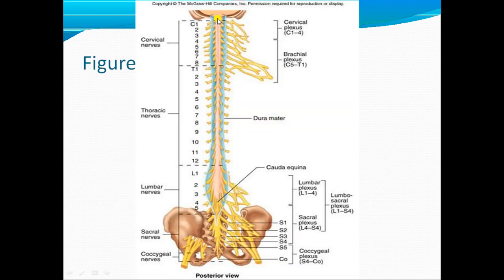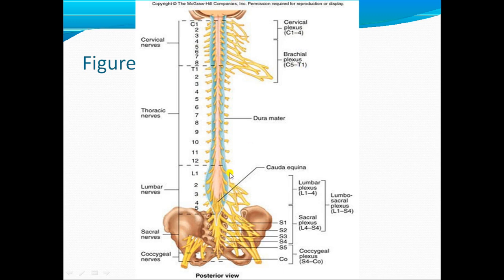When you observe the spinal cord, there are two enlargements presented: one at the cervical region, another one at the lumbar region. And plexuses are formed around these enlargements. The cervical plexus and brachial plexus are formed at the cervical enlargement region. Cervical plexus is formed by the joining of nerves C1 to C4. Brachial plexus is formed by the joining of nerves C5 to T1.